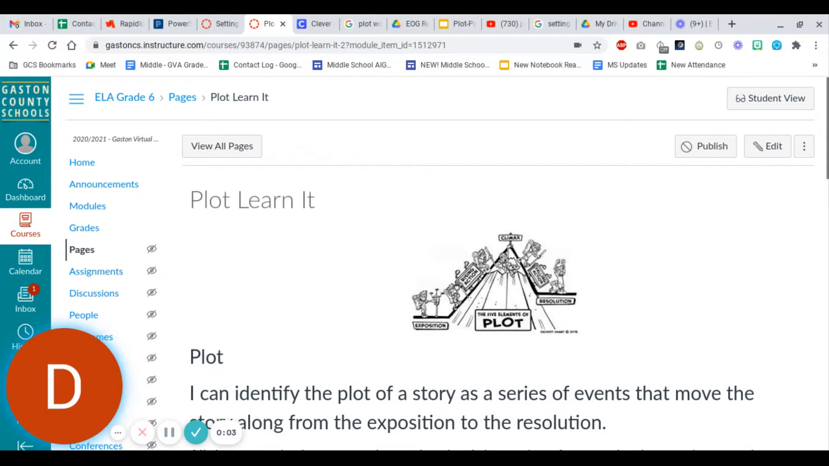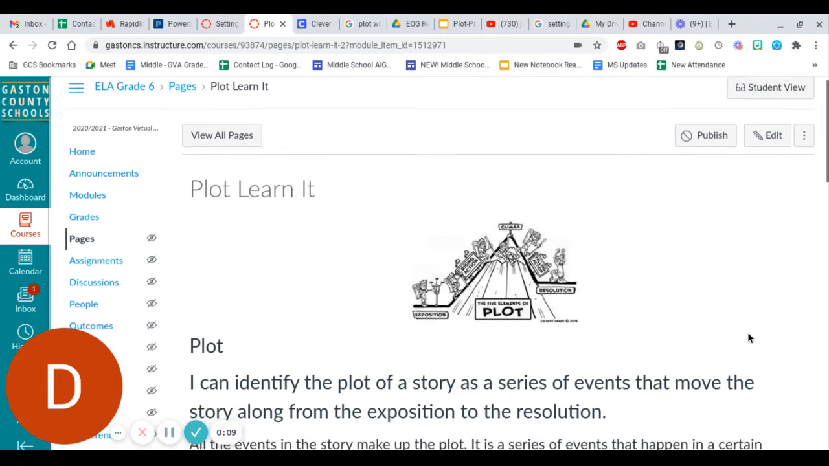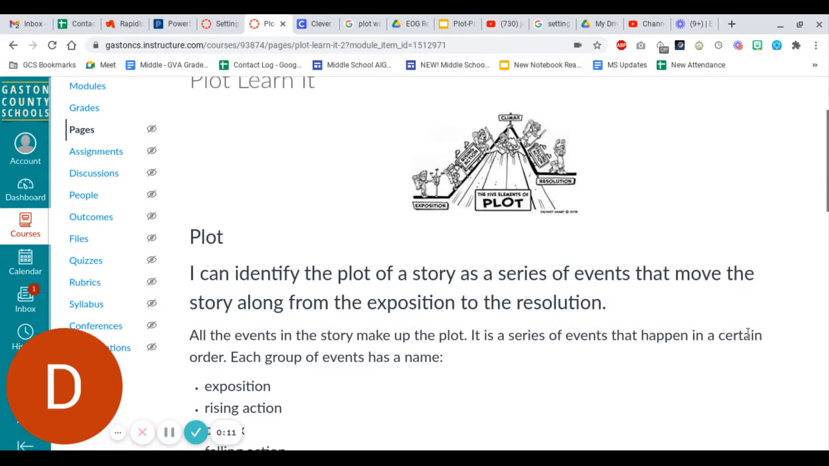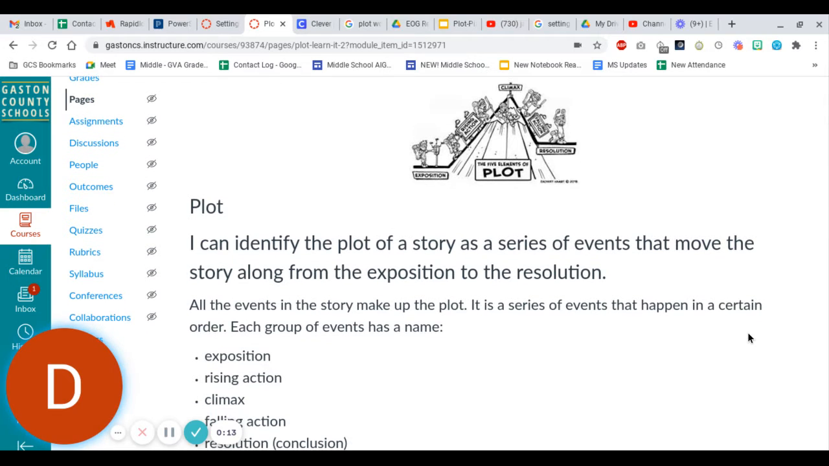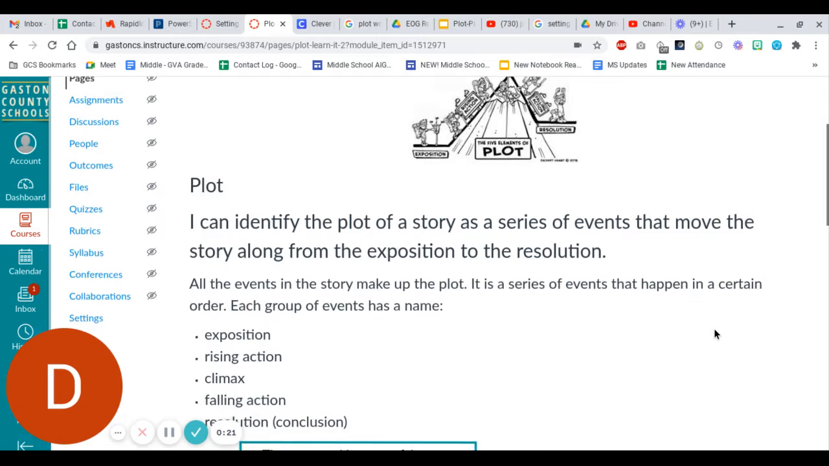In this EOG review lesson, we are still looking at story elements, but we are focusing on the plot. I can identify the plot of a story as a series of events that move the story along from the exposition to the resolution. So all the events in the story make up the plot.